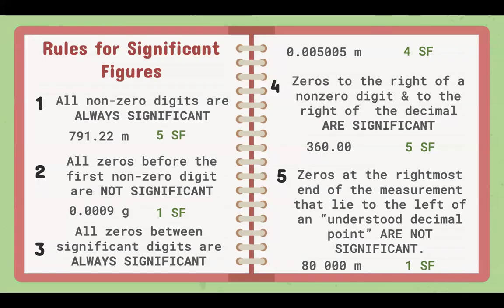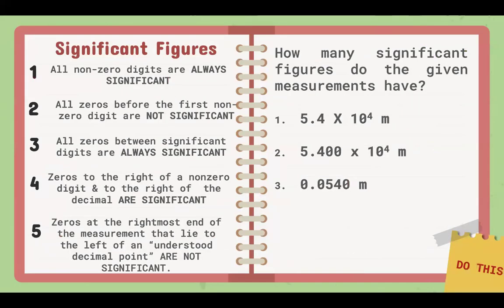I hope that is clear because those are the 5 rules of the significant digits that you have to remember. Now, I would like you to apply the rules by identifying how many significant figures the following measurements have. I'd like you to pause and think of your answer. Then you can check your answer on the uploaded file on our Canvas LMS.